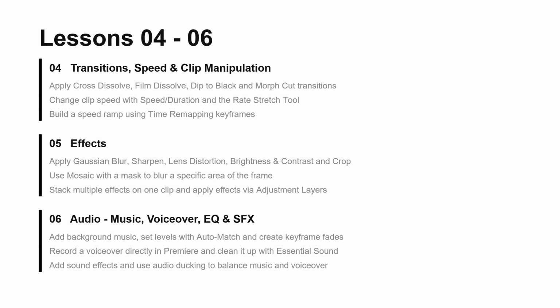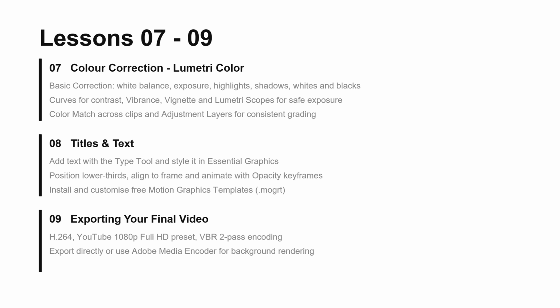In lesson 5, we will be using video effects, so blur, mosaic, crop, and more others. Lesson 6 will be the audio, so that would be music, voiceover, equalizer, and sound effects. In lesson 7, we will be going over the color correction. We're just gonna do basic corrections, so that would be exposure, highlights, shadows, and so on and so on.